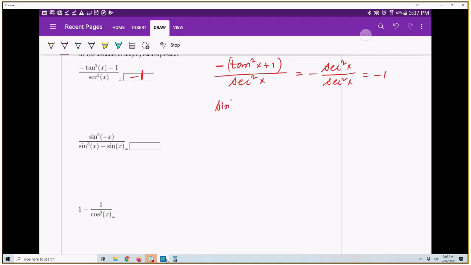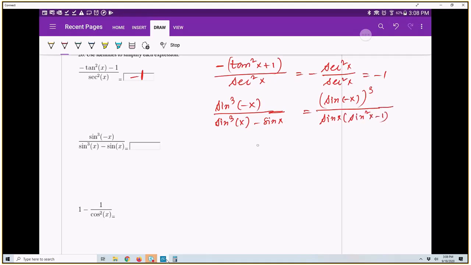Now I have sine to the power 3 of negative x over sine to the power 3 of x minus sine x. Let's see what we get. First and foremost, think of this as sine of negative x whole to the power 3. And then factor out sine x from the bottom, so you get sine squared x minus 1. Now, the top will be minus sine x whole to the power 3 over sine x times sine squared x minus 1.